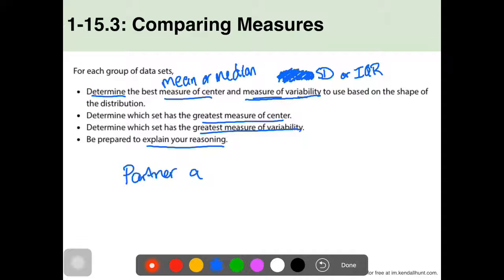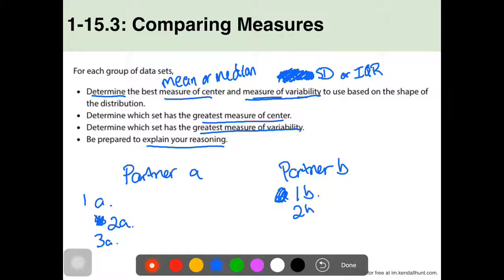Partner A will do all of the A problems, so like 1A, 2A, 3A, 4A. And partner B will be looking at all of the B problems, like 1B, 2B, 3B, and so forth. So again, you're figuring out the best measure of center, best measure of variability, and then once you've done that, together as partners you can figure out which set has the greatest measure of center, which set has the greatest measure of variability.